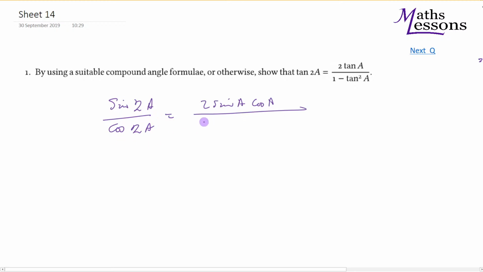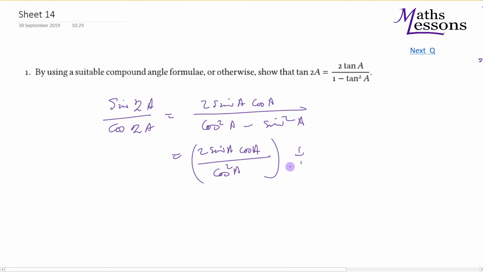And the bottom, what I'm going to use is cos squared of a minus sine squared of a is equal to cos 2a. Now if I divide the top by cos squared of a, one of the cos is going to cancel. Let's just write that out so you can see it happening. So we're going to divide the top by cos squared a, and then I'm going to divide the bottom also by cos squared a.